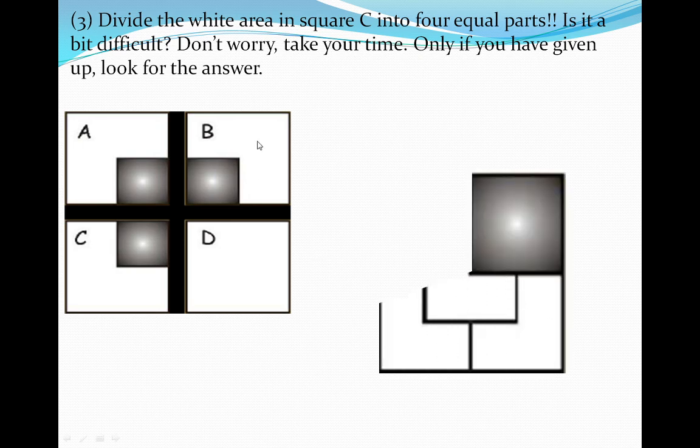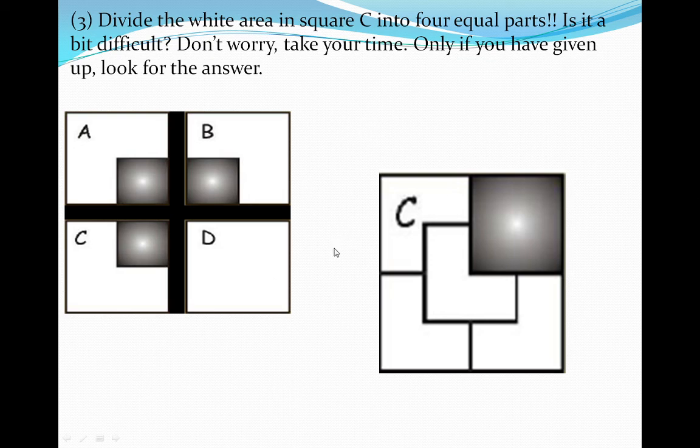Look at here carefully. In this way, I can divide the white area in square C into 4 equal parts. And you can see this, the perimeter and the area of each part is the same. By drawing smaller squares in these squares, or you can say if you divide this whole square into small square parts, you can easily divide the white area into 4 equal parts.